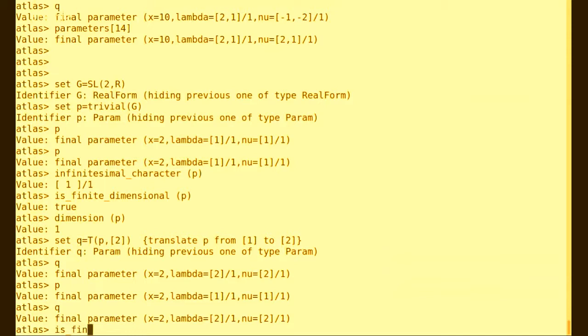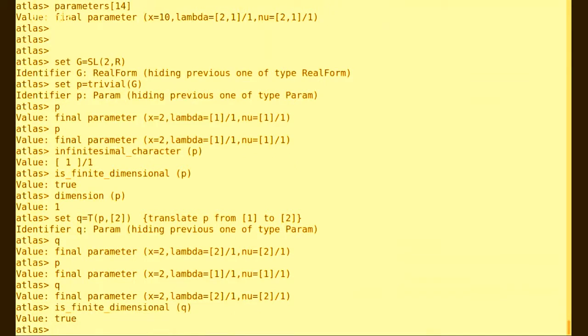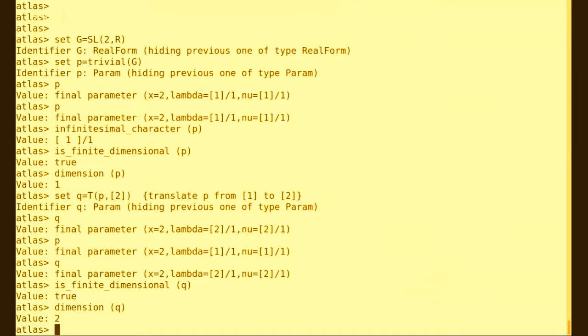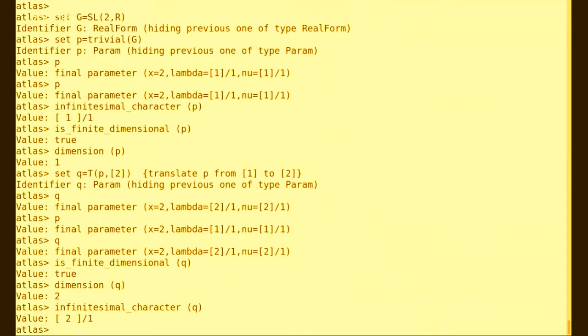Let's see, is Q finite dimensional? It is, and what's its dimension? This is now the 2-dimensional representation. And its infinitesimal character, of course, is now 2. So this translation principle is an extremely helpful way to move around, to change your infinitesimal character without changing the nature of the representation. So a reducible representation will stay reducible, and so on. So let's do another example.